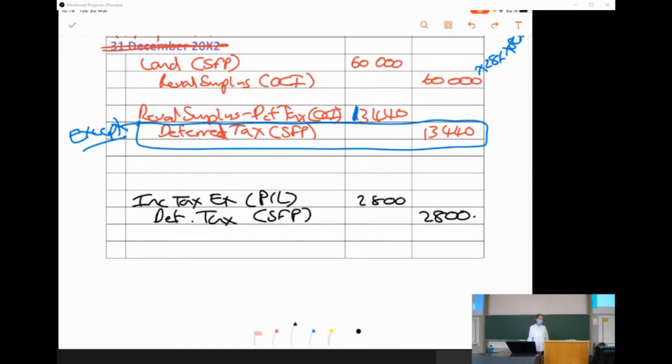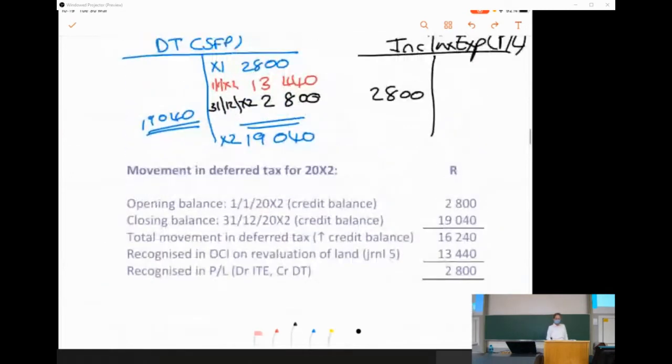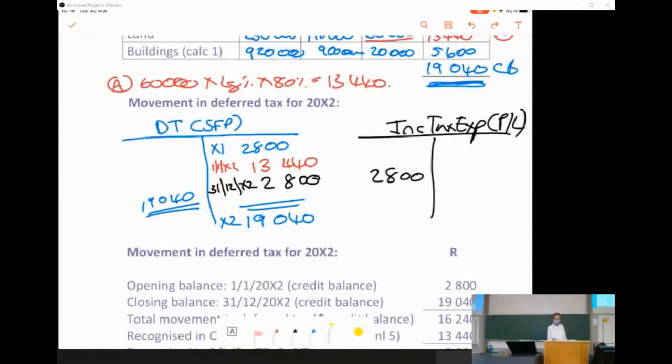Okay, cool. So if we look at our T account here at the top, this is what we have done up to now. Up to now, we only did that. We had our opening balance, we had our closing balance, and we did a journal for the movement. But now we've got that one exception where we do have the revaluation, where we account for that deferred tax already on the date of the transaction.